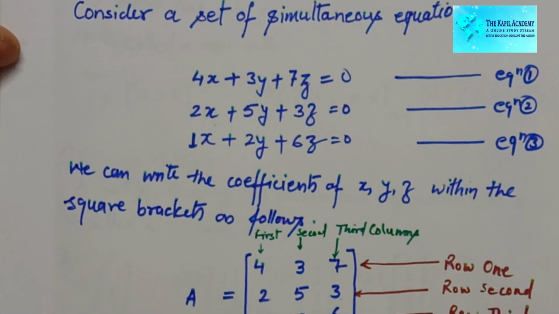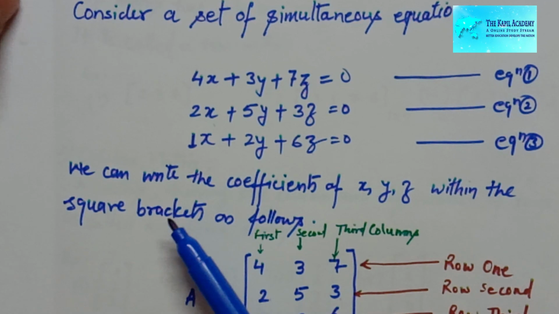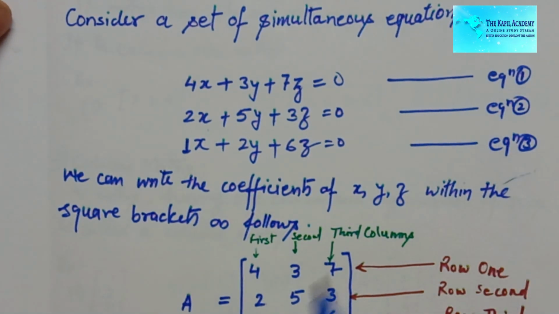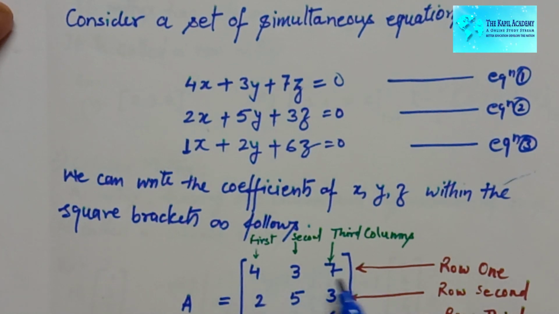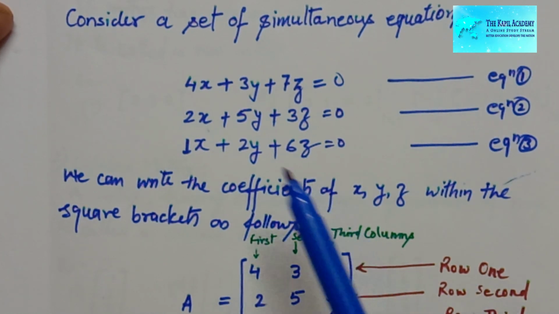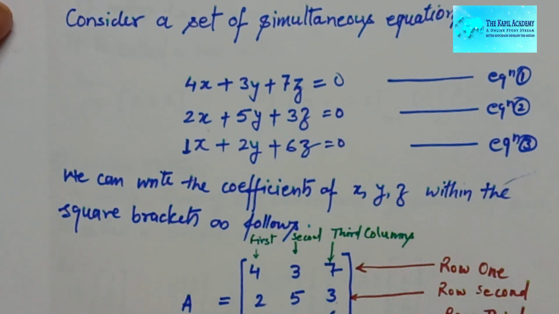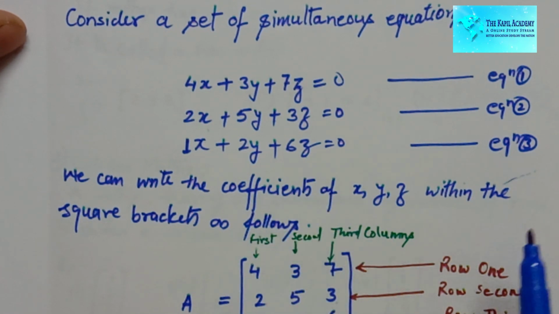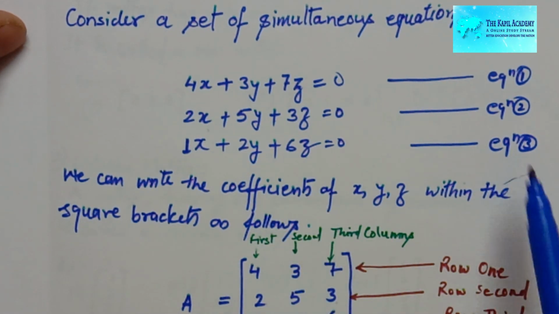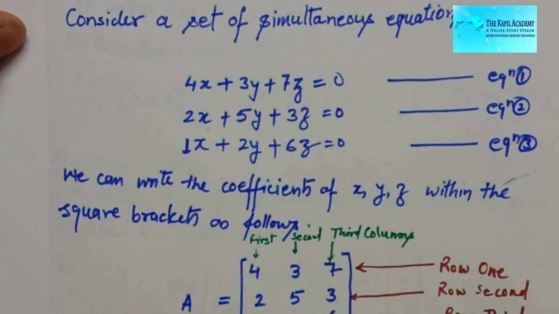Now we will put these coefficients of x, y, z from equations 1 to 3 in such a manner. 4, 3, 7 belonging to equation 1, we will put in one row, and 2, 5, 3 belonging to equation 2 we will put in the second row, and 1, 2, 6 belonging to the third equation we will put in the third row.